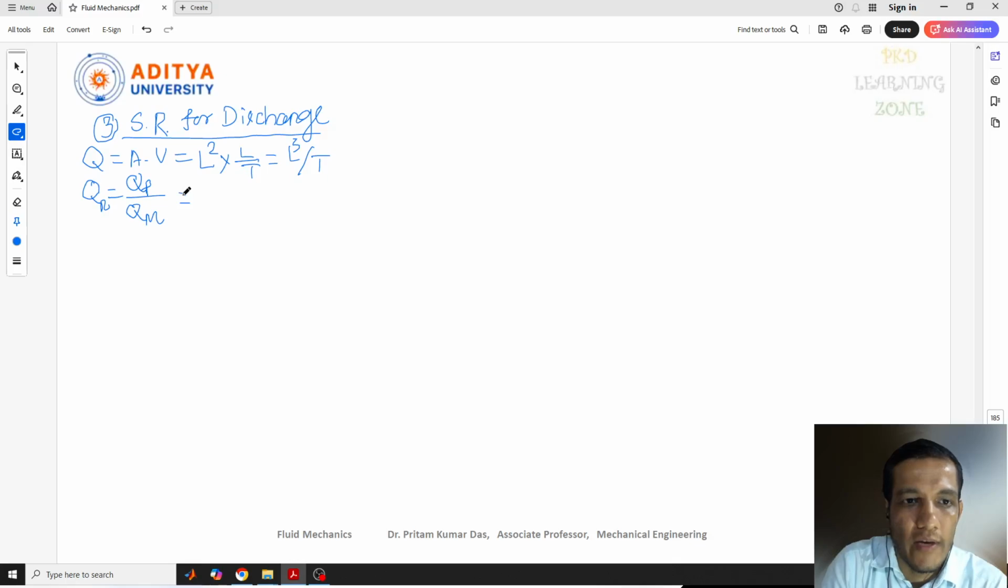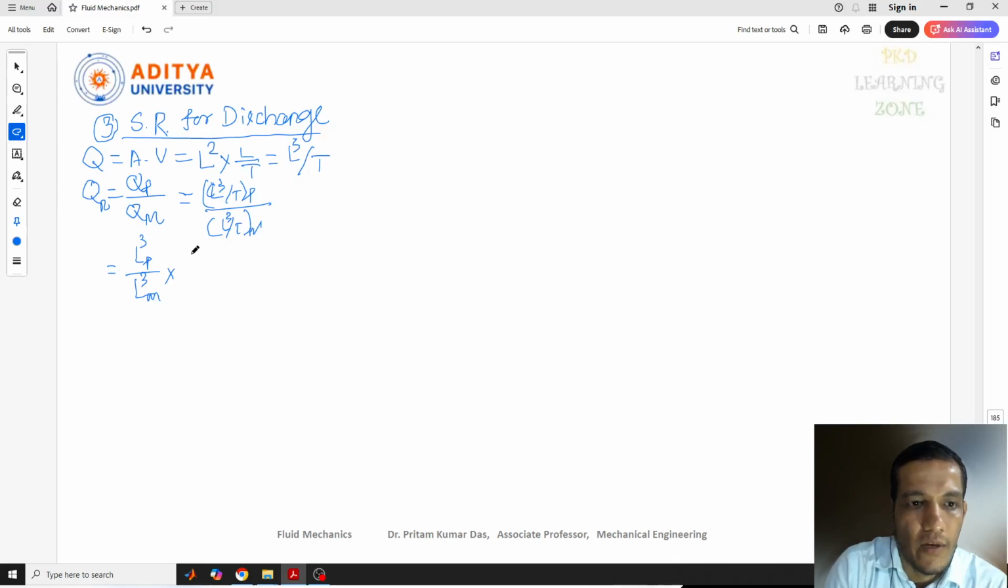So similarly QP, we can write the formula we got here. Same thing we will just write. This is L cubed by T for the prototype, and similarly this is L cubed by T for the model. Now again we can write this like LQP. So I'll write it directly. This is L cubed for the prototype divided by L cubed for the model. This one divided by this, multiplied with TM, and this is TP.